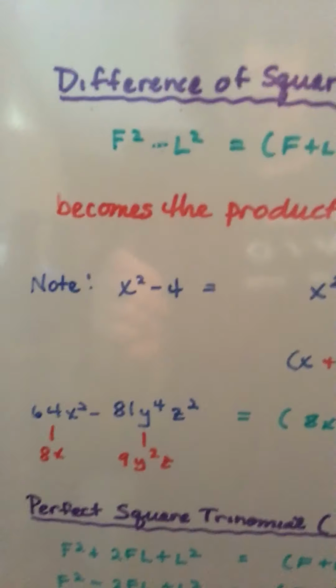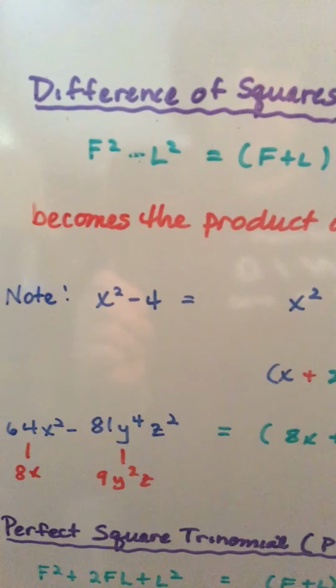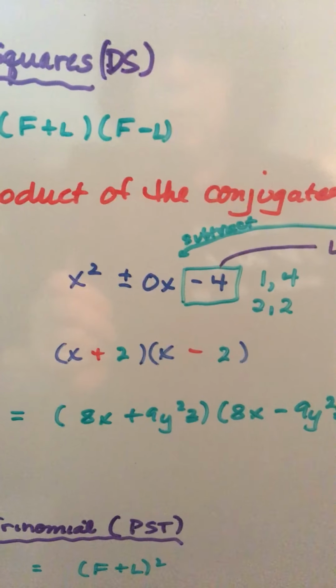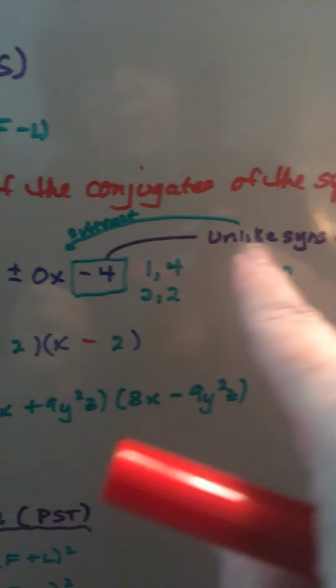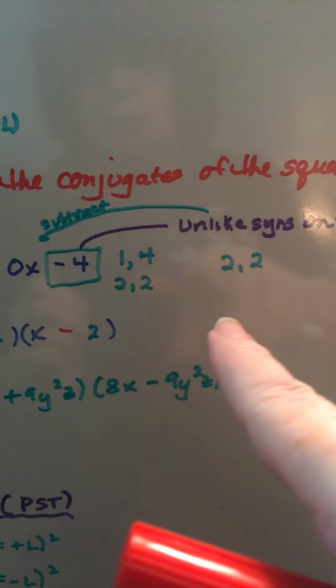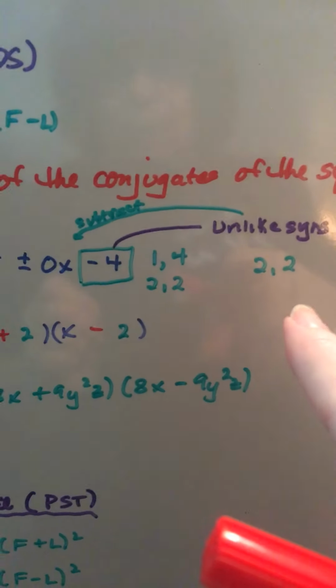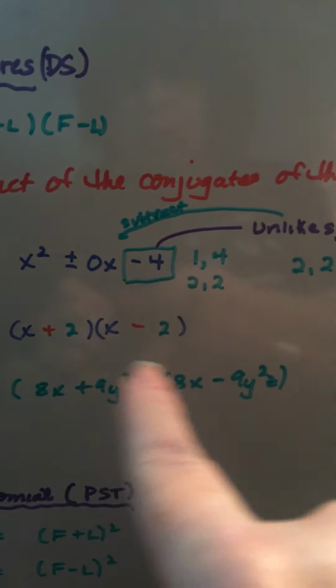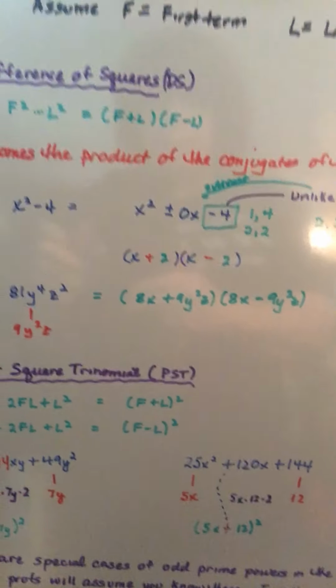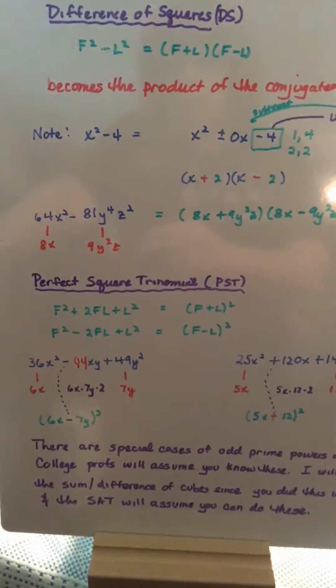I really want to show you that x squared minus 4 could be done as a trinomial. Put in the 0. Notice this is negative, so the signs are unlike. I list the factors. I want to subtract and get 0. It's just 2 and 2. I know the signs are unlike. There's not a winner and a loser. One's plus, one's minus. Now, I don't expect you to do that.